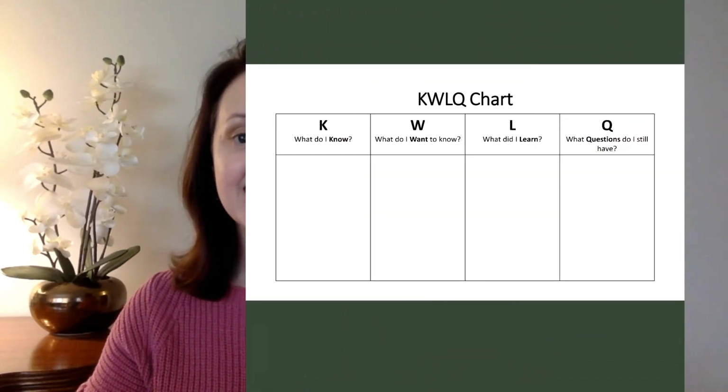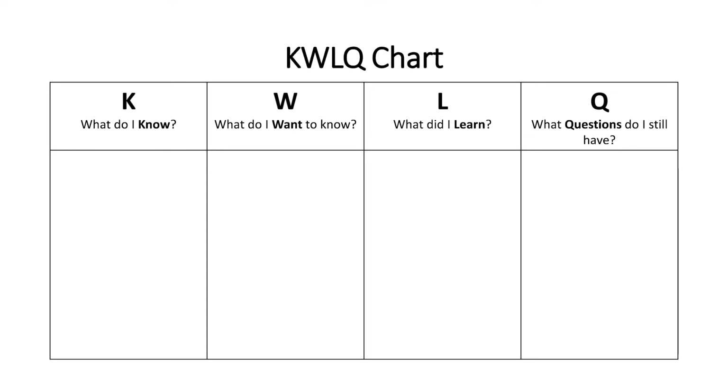The K stands for the question, what do I know? The W is for, what do I want to know? The L is for, what did I learn? And the Q is for, what questions do I still have? Here is an image of what the graphic organizer looks like all together.